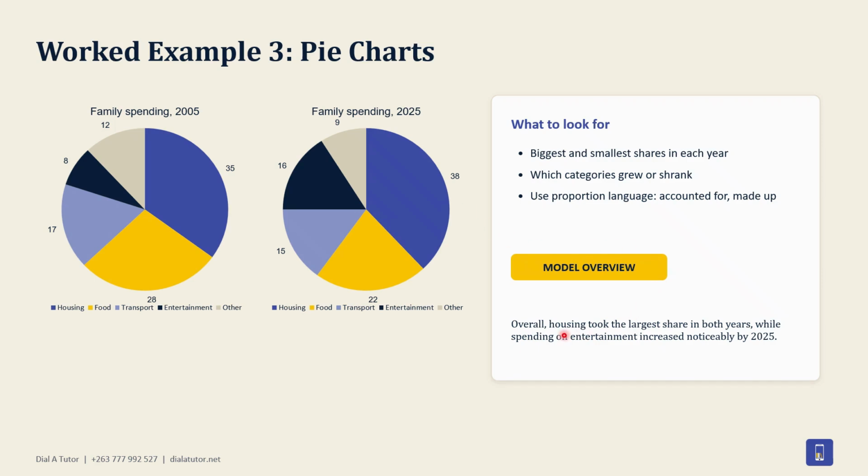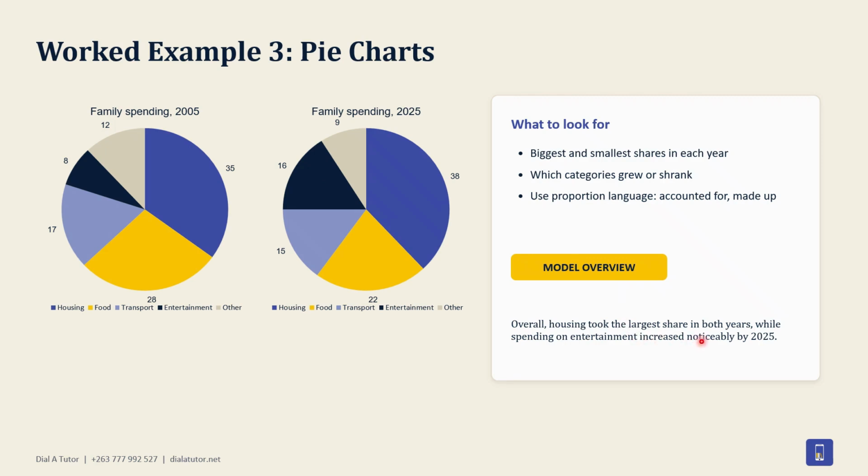Then you can say overall housing, as you can see. Let's have a look at housing. Housing was 35, and then now in 2025, 38. Housing took the largest share in both years. So indeed, housing was the largest, while spending and entertainment increased noticeably by 2025. You can see that spending was 8%, but it increased. Entertainment was 8%, but doubled by 2025.